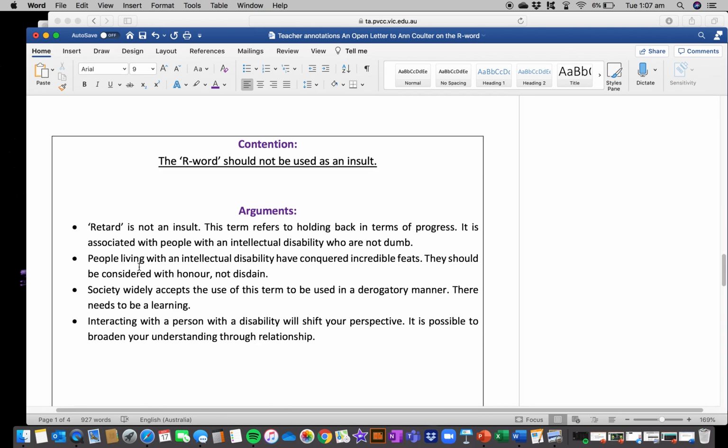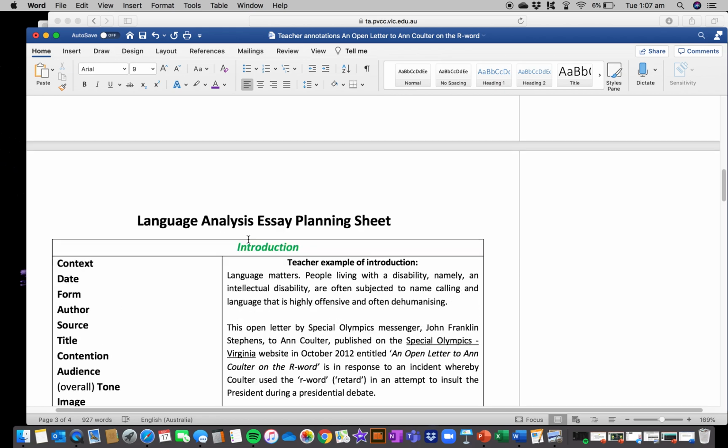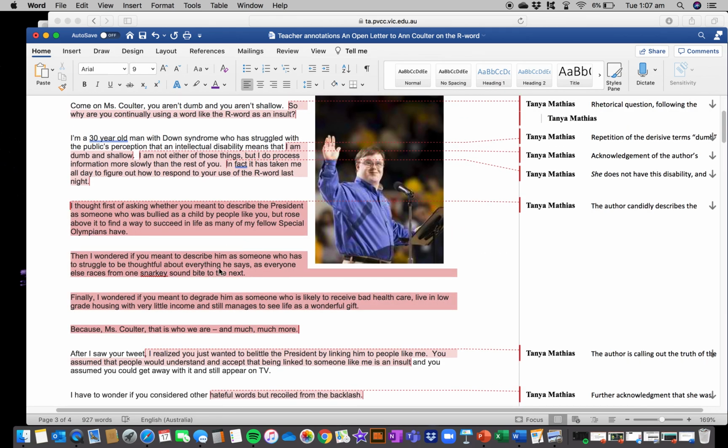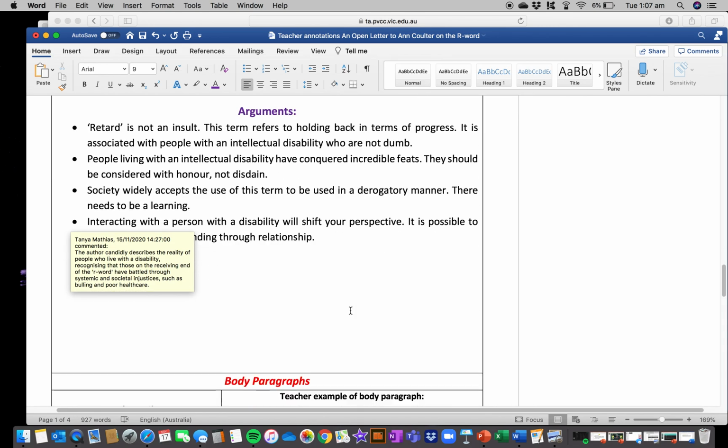The second argument I would suggest would be that living with an intellectual disability, these people have conquered incredible feats, okay? They've conquered incredible challenges and struggles in their life, and they should be considered with honor, not disdain. And we see that evidenced in quite a few lines when he talks about people who have had to overcome being bullied and bad healthcare, etc. And so I would say that's a really strong argument that I would definitely mention.